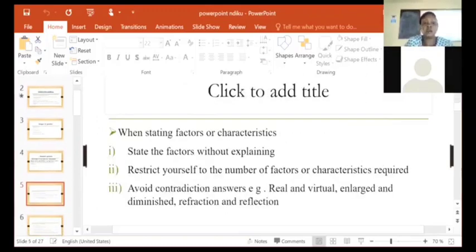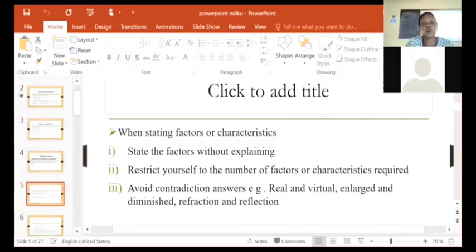When stating factors, we have questions whereby you are told to state factors. Like we can be told to state the factors which affect the capacitance of a parallel plate capacitor. If we are told to state 2 factors, then restrict yourself to the number of factors or characteristics which are required. And then state the factors without explaining.